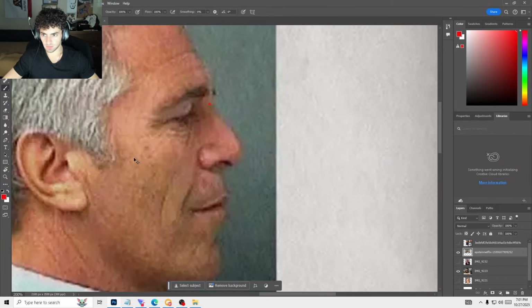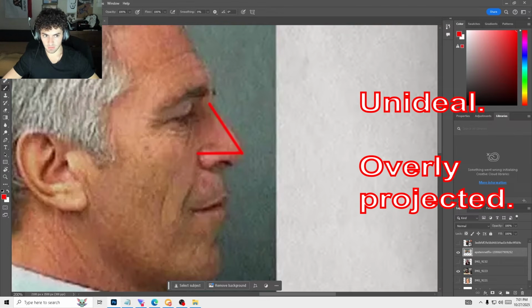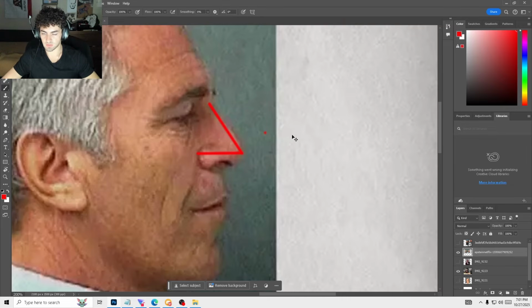The next ratio we're going to be doing is nasal projection, which is measured like this. You take one line from the back to here, and then one line from here to here. And Jeffrey Epstein's nasal projection is 0.88, which is slightly over projected. You could just tell it's over projected. It doesn't look good. His nose just throws off his whole side.